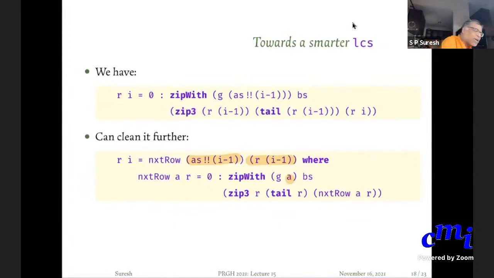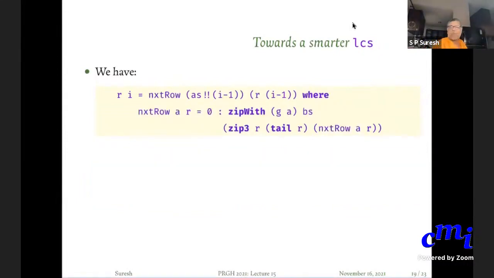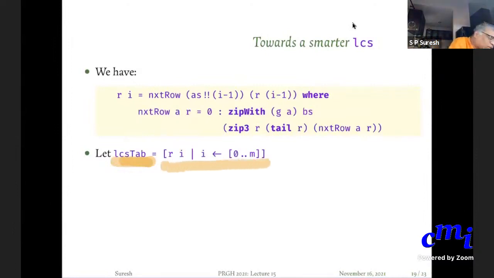And why do you generalize that? Because you can do the next stage. Remember, this is only defining each row based on the previous row. Now you need to define so many rows, right? You need to define m plus 1 rows. So the way to do it is to define it as an LCS table, LCS tab, that is the grid, whatever. And this is all rows, so m plus 1 rows. Okay. And this also can be defined in terms of itself.